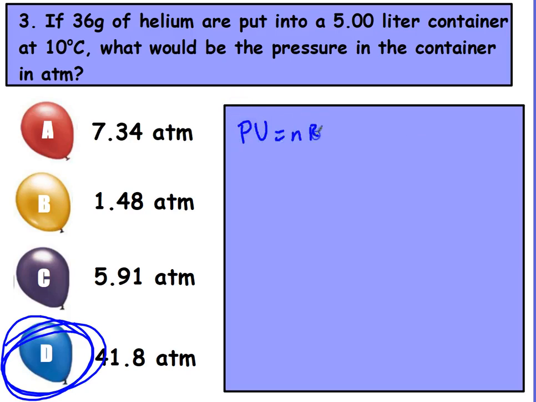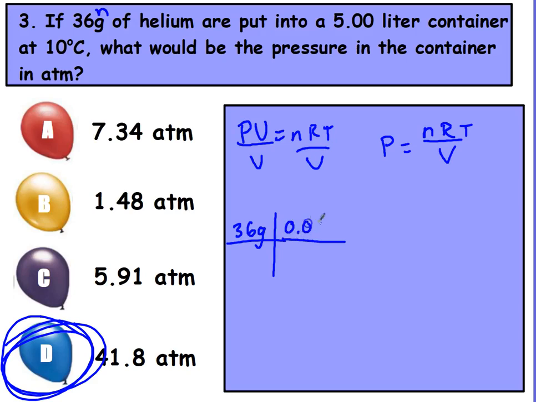So I have PV = nRT. I'm looking for the pressure, so you should divide it by the volume on both sides. So pressure is equal to nRT over V. N in this case, I don't have n, but I have grams, which is related to moles, so 36 grams. R, we know R, 0.0821 liters times atm divided by moles times Kelvin, times temperature, which was 283 Kelvin, because you should have added 273, and divided by volume, which was 5.00 liters.